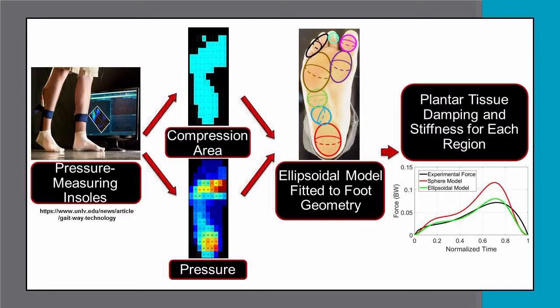The first is compression area, or the dynamic footprint you see at the top. The second is pressure, or the load on the tissue, which you see at the bottom represented by a gradient of colors. I used these 2 measures as inputs to my model.